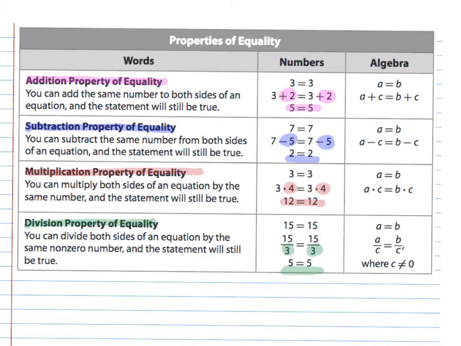So basically what these are saying is whatever you do to one side of the equal sign, you have to balance it out by doing to the opposite side of the equal sign. So you don't really change the problem, you're just manipulating it.